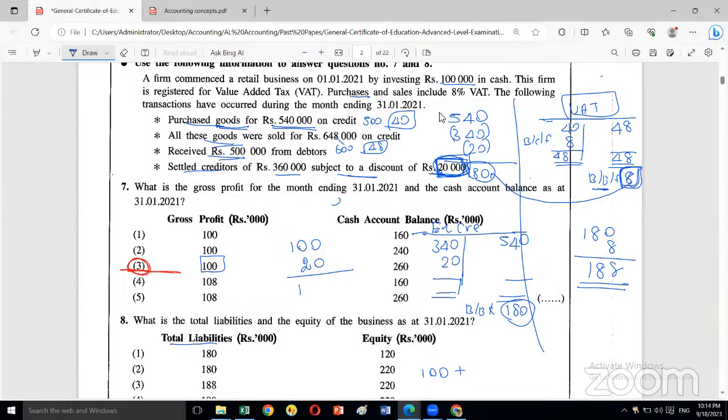Gross profit plus other income is the total income. So no expenses means this is your net profit. How much is the net profit? 120. Sir, can I record the VAT as an expense?